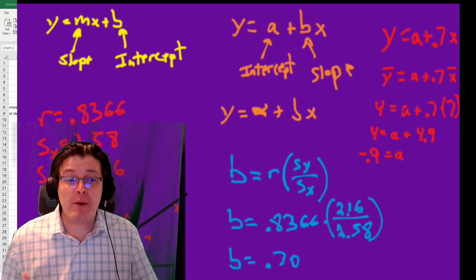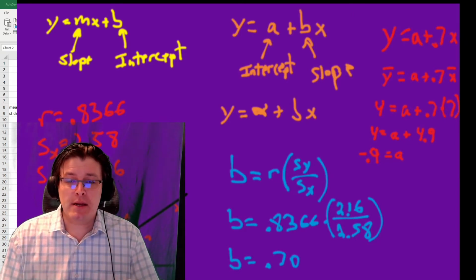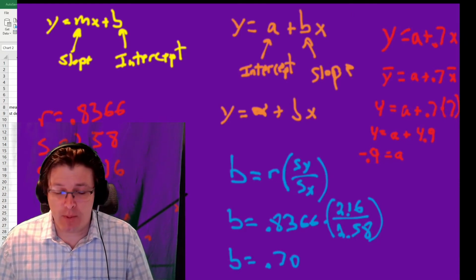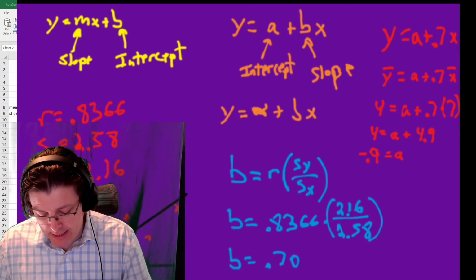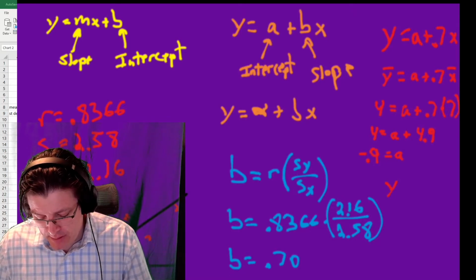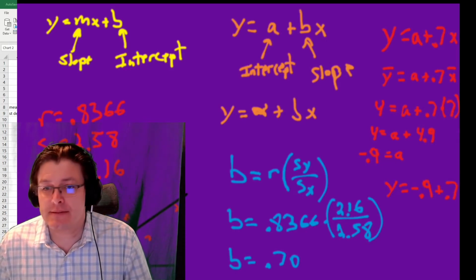Okay, and so we have found the intercept because it has to be true at that mean, and it's going to be true for every point. And so when x is 0, y is negative 0.9. And so we end up with the equation y is equal to negative 0.9 plus 0.7x.